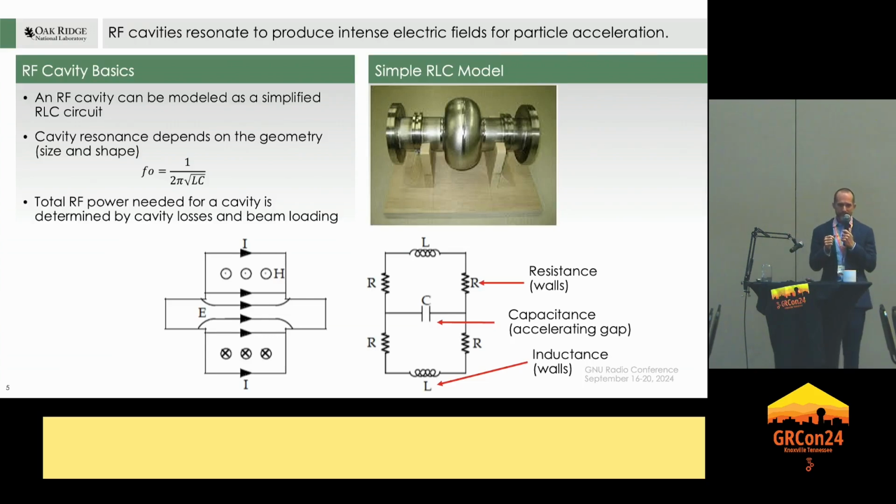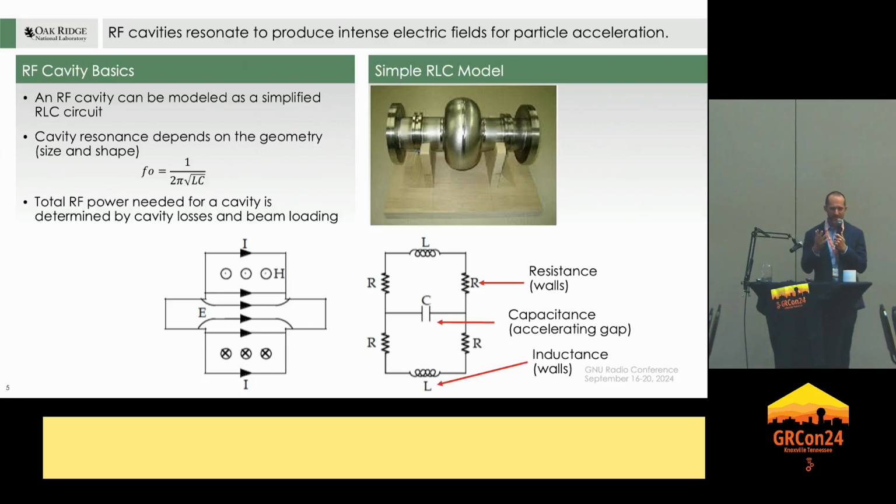And so it's really easy to model. We just use a simple RLC model to start. You have a resistance, which basically is heat loss, right? You're bombarding this can with RF, you're going to get current in there, you're going to get heat loss. That's the resistance. The walls can also be modeled as the inductor. And then the gap that I talked about, we model that as a capacitor. And the gap is probably the most important part, right? Because that's where we're going to put energy into the beam.